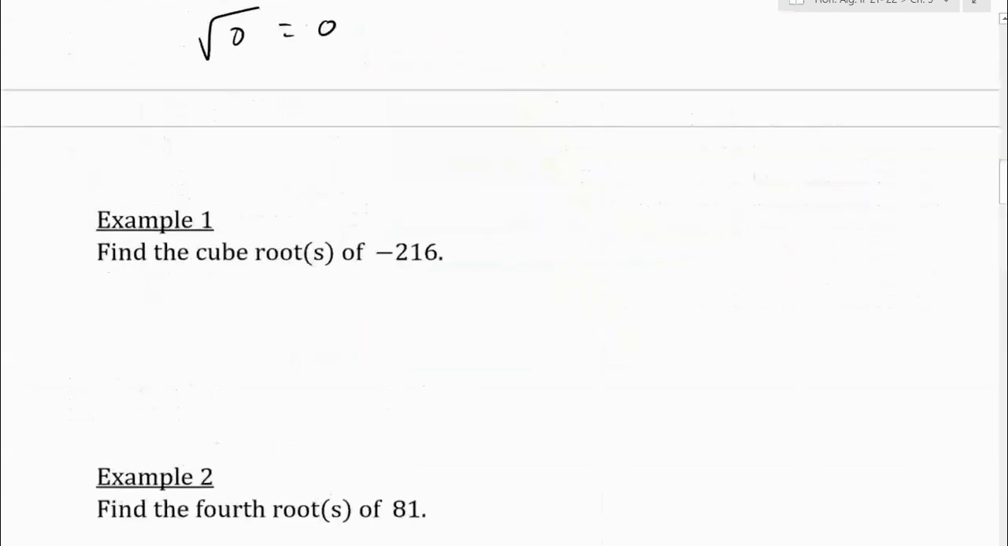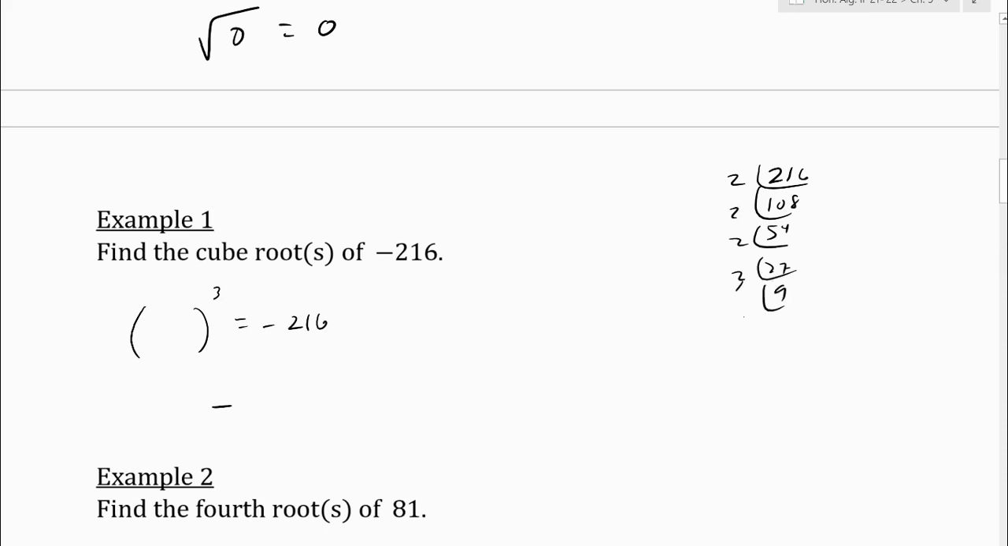All right. So this one says find the cube root or roots of -216. So what do you cube to get -216? Well, I guarantee it's a negative number. And then 216, if you're not quite sure, 3 and 9, 3 and 3. Cube roots, you're hunting for 3 of something. So 2 times 3 makes 6. So the cube root of -216 is -6.